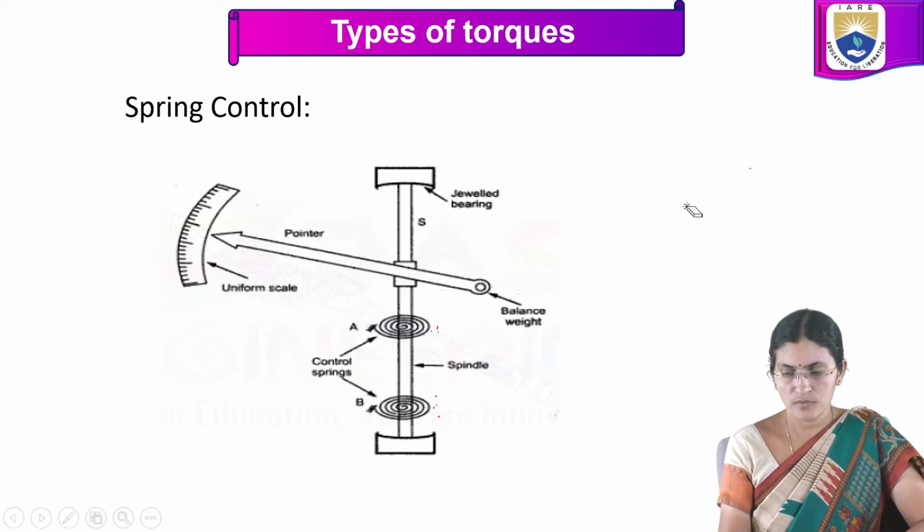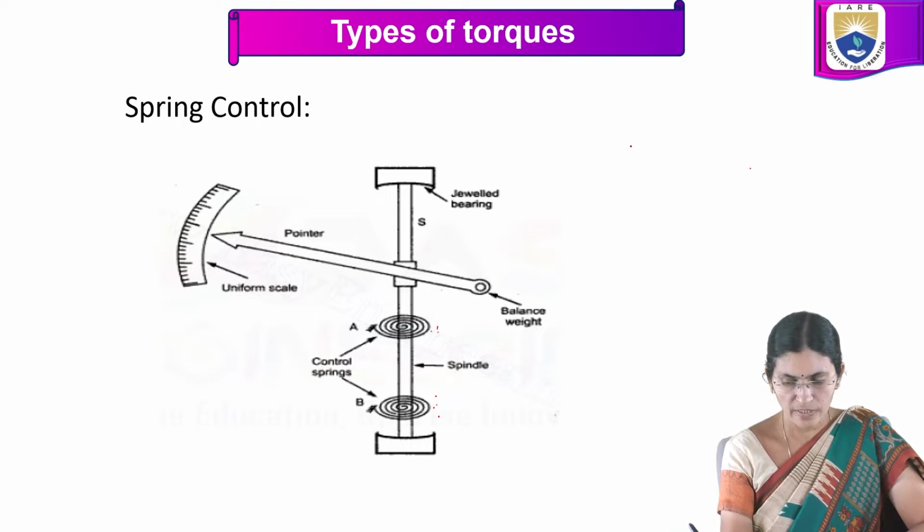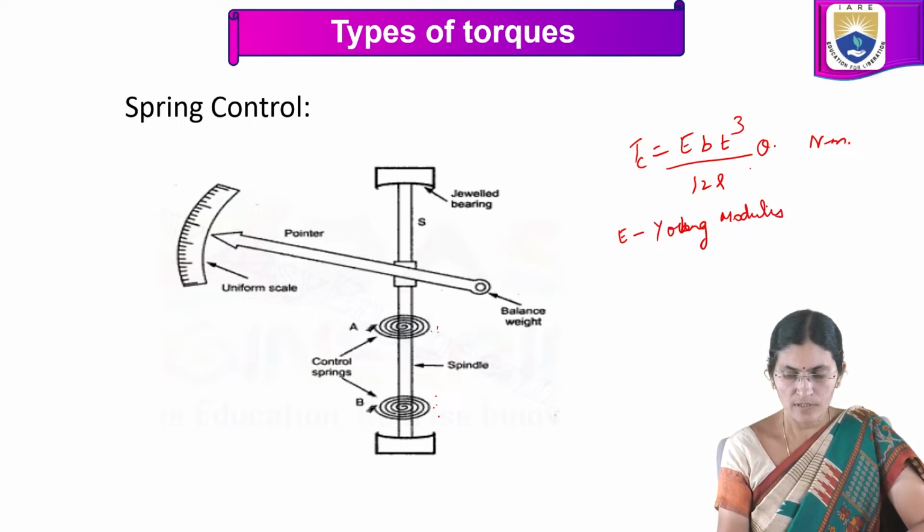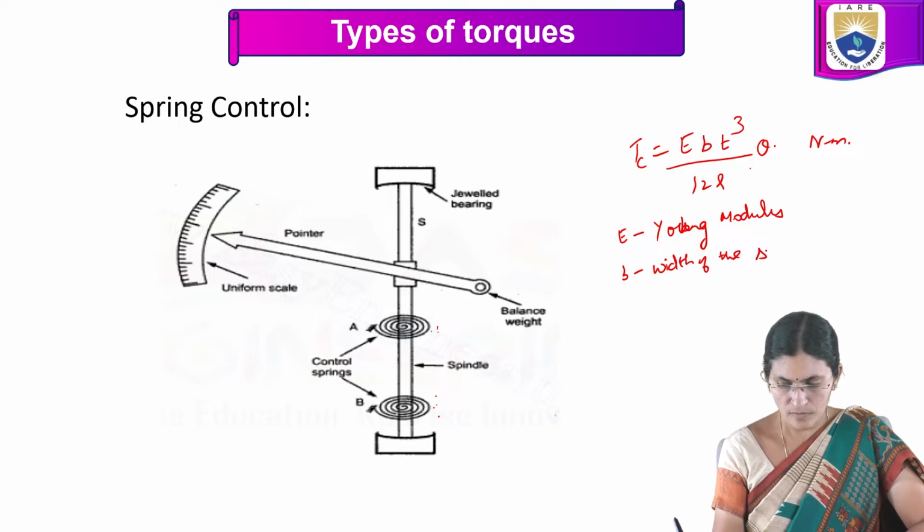We can write the equation for controlling torque as, for a flat spiral spring, Tc is equal to E times B times T cubed divided by 12L, times theta, in Newton meters. Where E is the Young's modulus, B is the breadth or width of the spring, and T is the thickness of the spring.